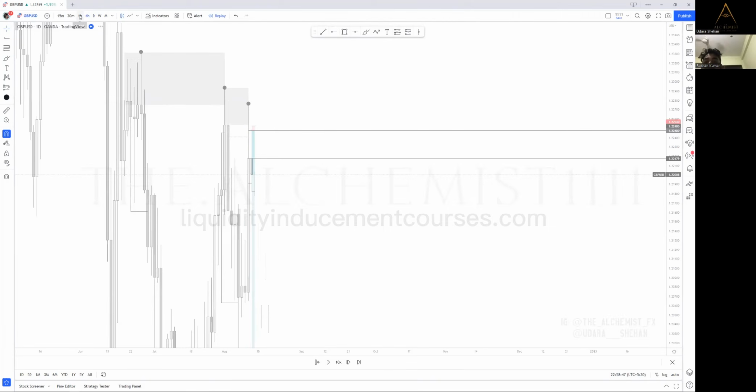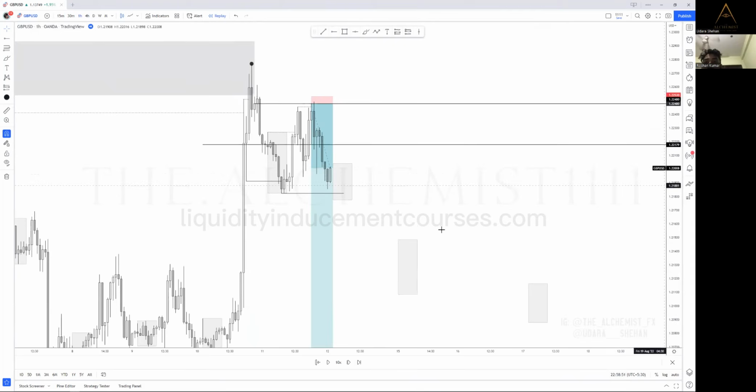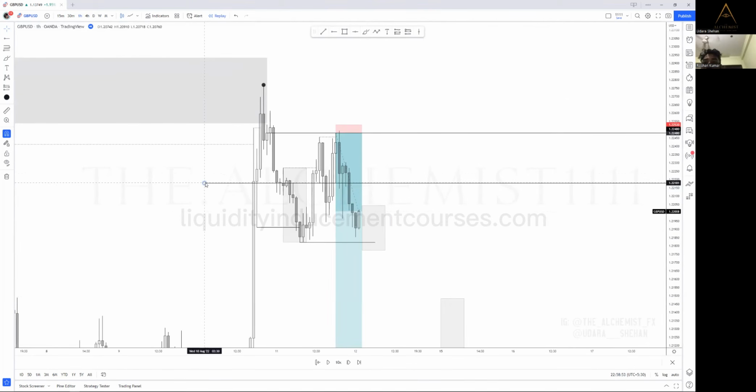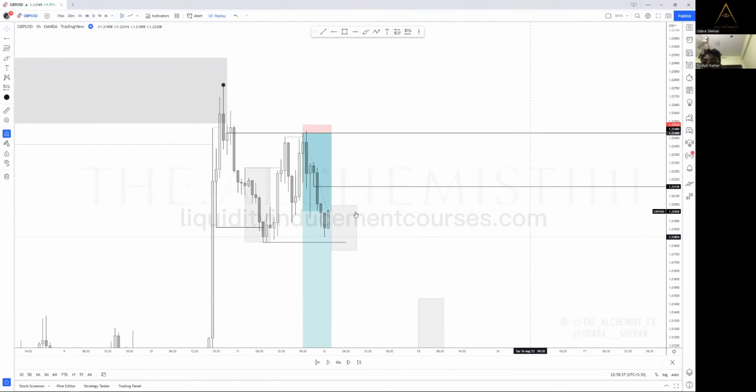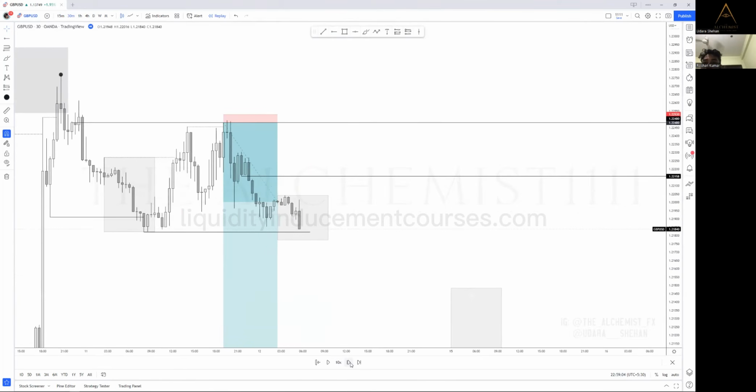Okay, and then I did a slight refinement of this into some imbalance. There we go. Doing a slight refinement of this daily zone into the 1 hour imbalance. Can you see it? And what makes that level the high quality level is what? Asian highest liquidity.